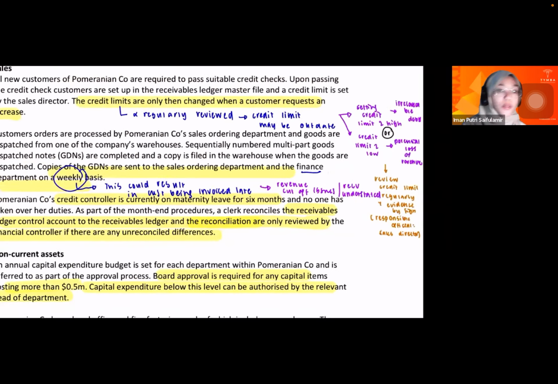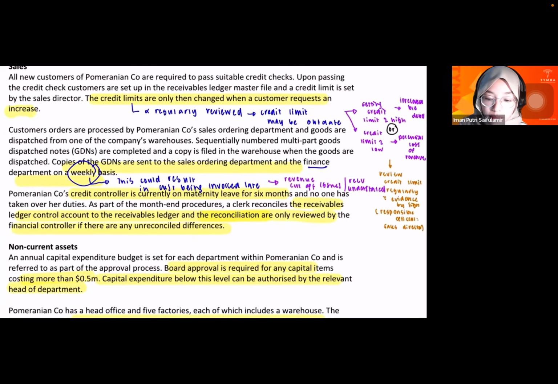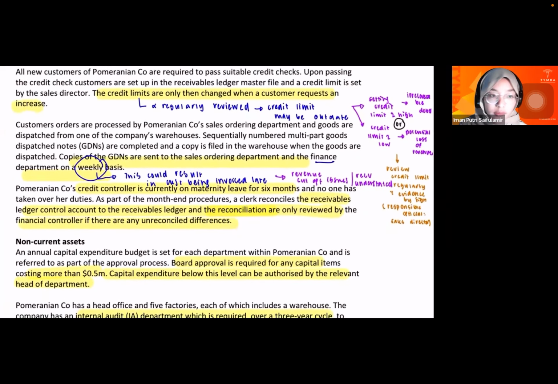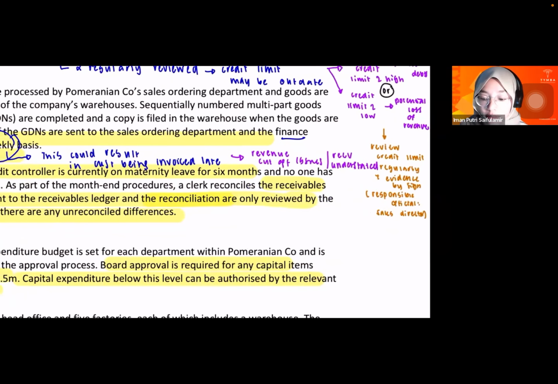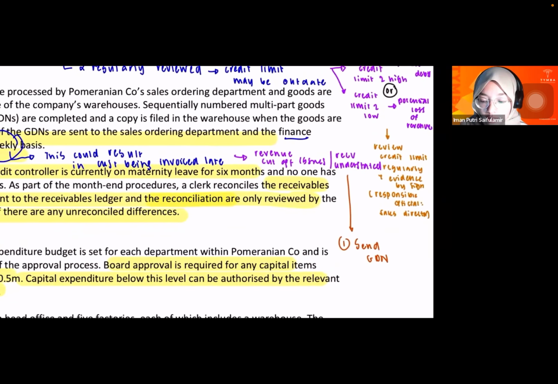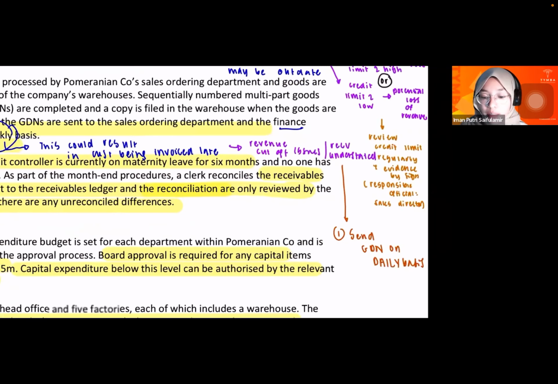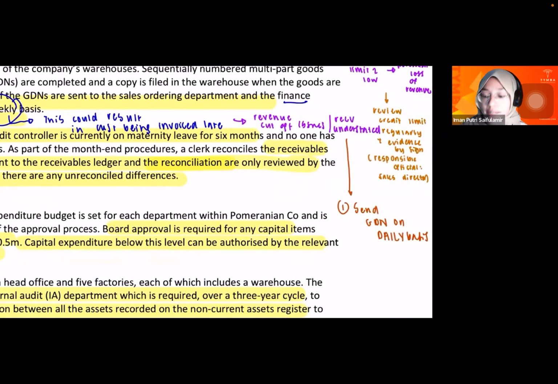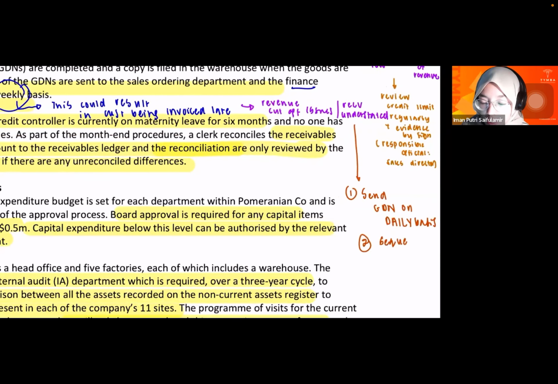All right. So what do you guys think is the recommendation? What is the recommendation here? We just basically ask them to send the GDN. Send the GDN on a daily basis. All right. That's pretty much it. And then another thing that we can say is maybe we want to undertake a sequence check. We want to undertake a sequence check on this GDN.